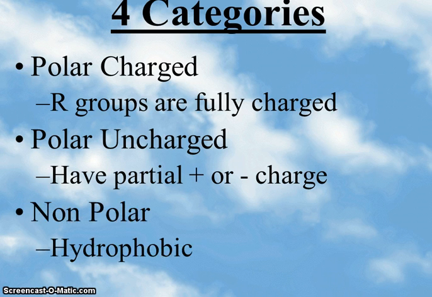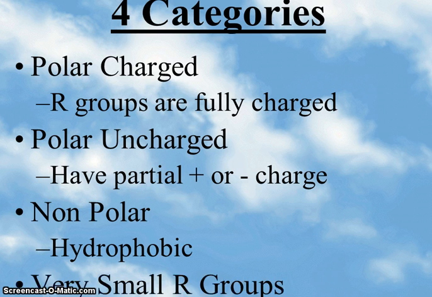A third category is non-polar or hydrophobic. So if that R group is a structure that does not have any polarity to it at all, we would classify it as a non-polar amino acid. And the fourth category is when that R group is very small.